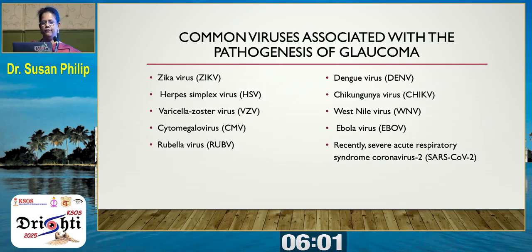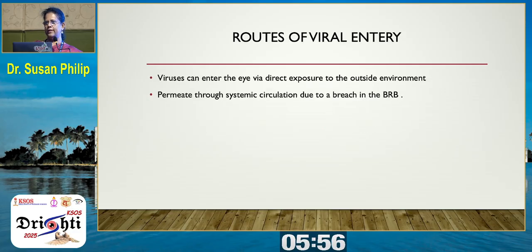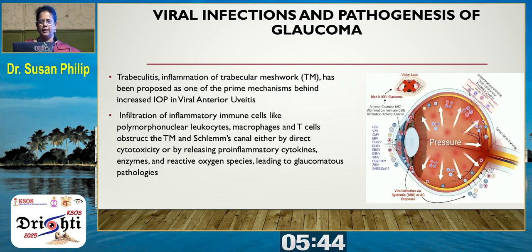So I have listed a few common viruses which are associated with the pathogenesis of glaucoma. And how does the virus enter? It can be through direct entry, or from the systemic circulation by a breach in the blood-retinal barrier. As we know, viral infections can cause glaucoma either due to trabeculitis, inflammation of the trabecular meshwork, or by the infiltration of inflammatory immune cells like polymorphonuclear leukocytes in the trabecular meshwork or Schlemm's canal, or by release of pro-inflammatory cytokines, enzymes, and reactive oxygen species, leading to glaucomatous changes.